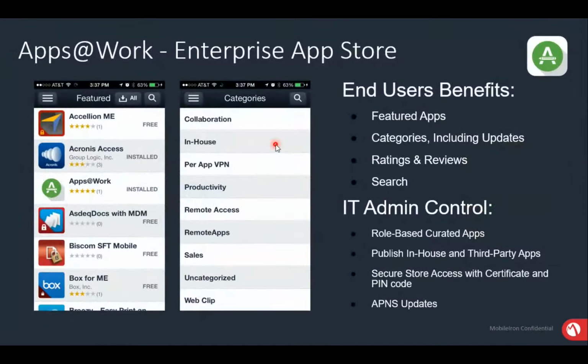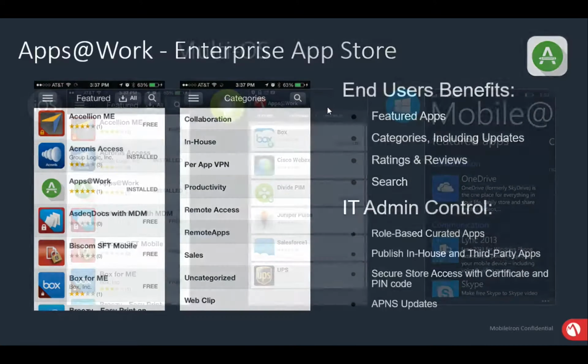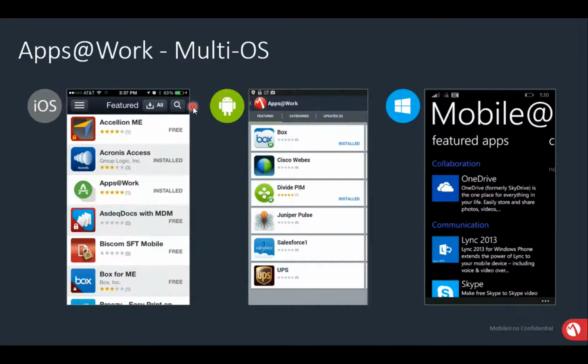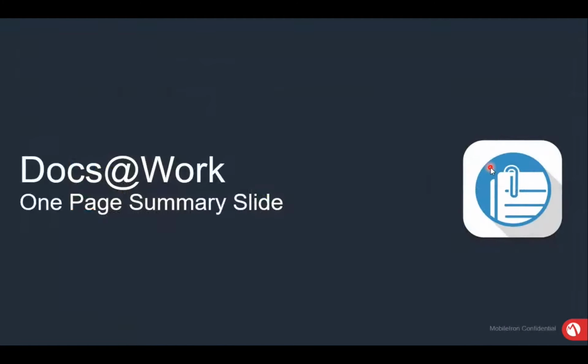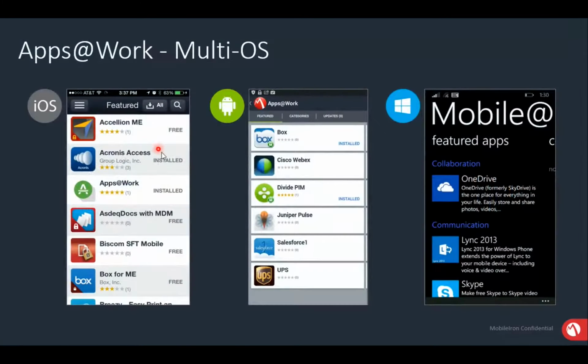So Apps at Work, it's an enterprise app store. This will be used to publish your in-house application. You don't have to publish the in-house application to the respective public app store. You can always wrap it, or even without wrapping it, you can publish through the enterprise app store. You can also pull applications from publicly available apps. So this is how it looks in iOS, Android, and Windows mobiles. So you can get apps like Cisco WebEx, Salesforce from the public app store and make them available to the user.